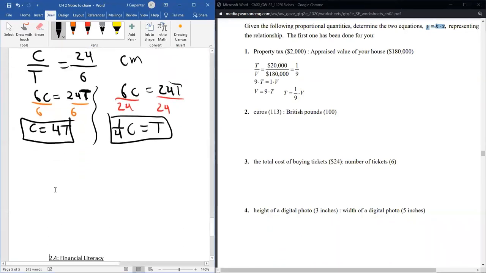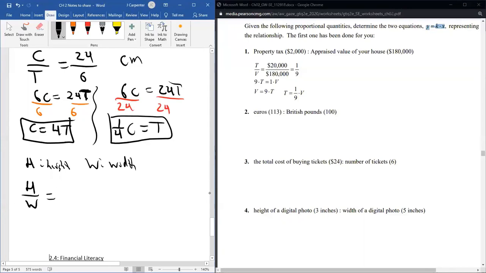Finally, height of a digital photo in comparison to the width of a digital photo. So let's go H for height, and let's go W for width. See, I'm not using Y and X here because I have more appropriate letters. I still could use Y and X. I could call Y the height and X the width, and then I go Y over X instead of H over W. It's your choice. Now, my math lab might tell you what letters to use, so pay attention. All right, so height over width, or width over height as long as you're consistent.